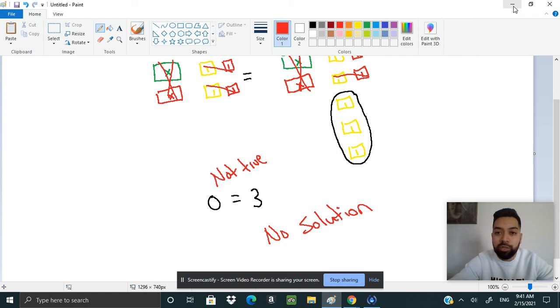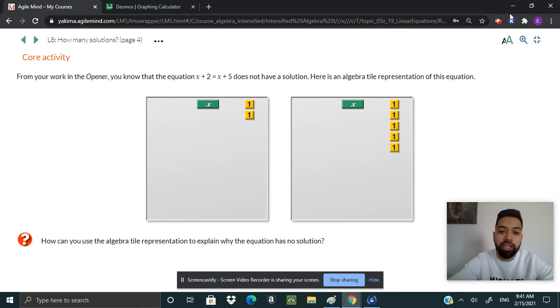So hopefully that helps you, gives you an idea, a good visual with the algebra tiles. And once again, I will explain this a little bit further with graphing and algebraic properties later in this lesson.